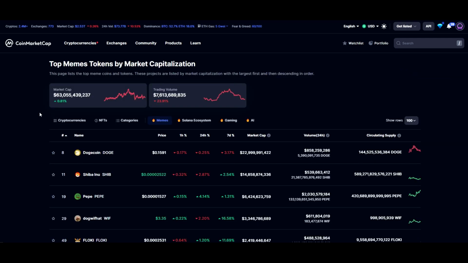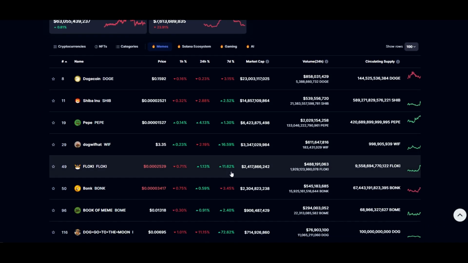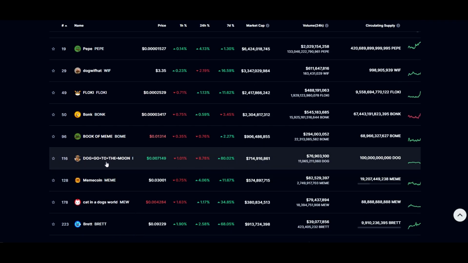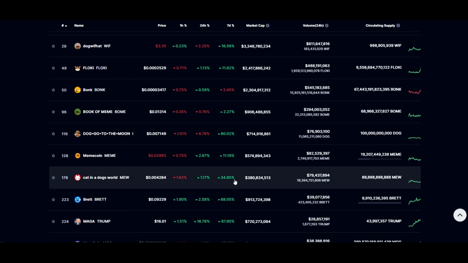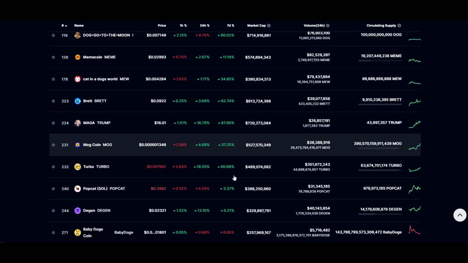And CoinMarketCap has the ability to sort by different categories, and I want to compare some of the blue chip coins as well as some of the meme coins to some of my high conviction plays that I have in proof of work. So you can see over the course of the last 7 days, some of these meme coins have done very well. This one, Doggo to the Moon, is up 80%. Cats in a Dog's World up 35%. Brett up 62%. MAGA Trump up 87%.